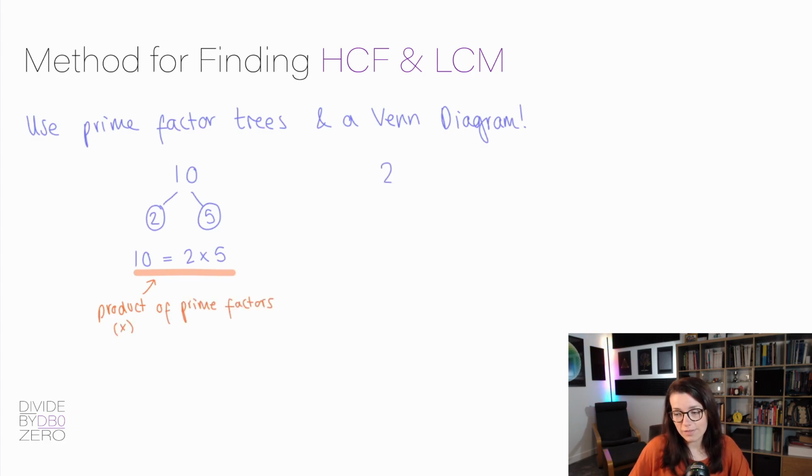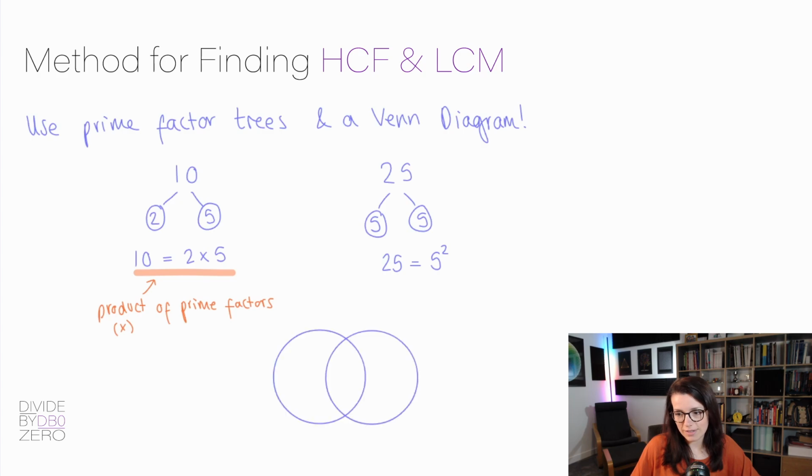For 25, if we do a similar factor tree, that's 5 times 5, and 5 is prime, so we can circle it. Therefore, 25 equals 5 squared, or 5 times 5. Once we have these written out, we're ready to look at our Venn diagram. So we draw a Venn diagram. One circle can be for 10 and the other circle can be for 25. And then we sort the factors out into the Venn diagram.